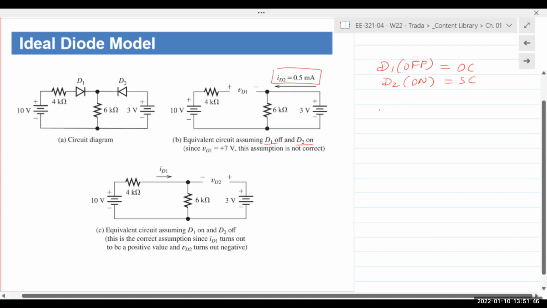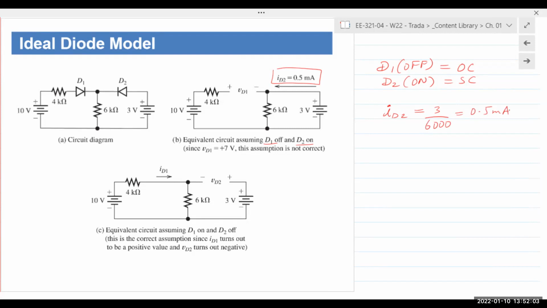should be 0.5 milliamps, right? So ID2, because of the short circuit, is simply given by 3 over 6,000, 0.5 milliamps. So at least that assumption is correct. It's a positive number, right? That current has a positive number, 0.5 milliamps. So my assumption that D2 is on should at least be correct.